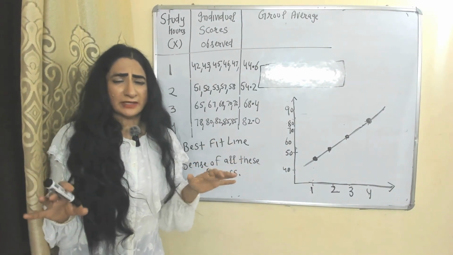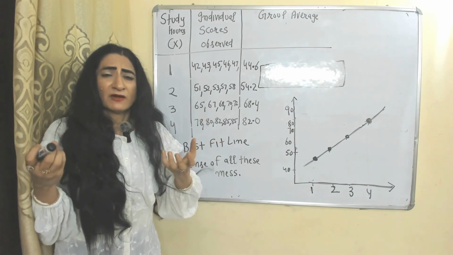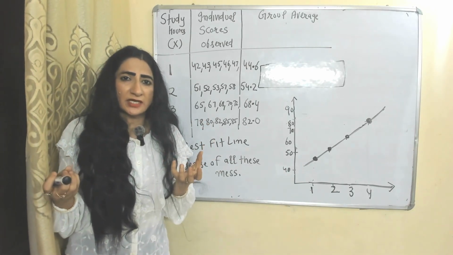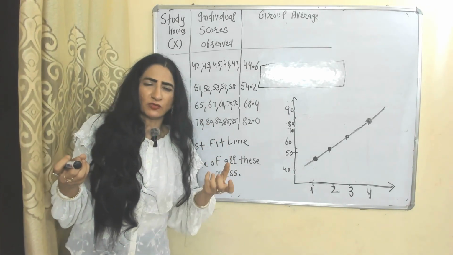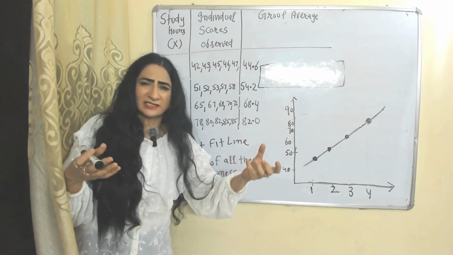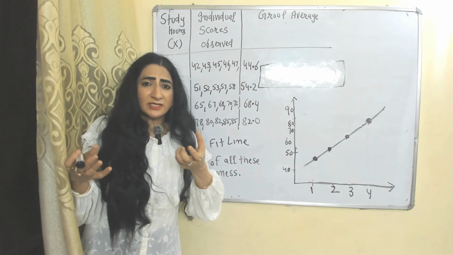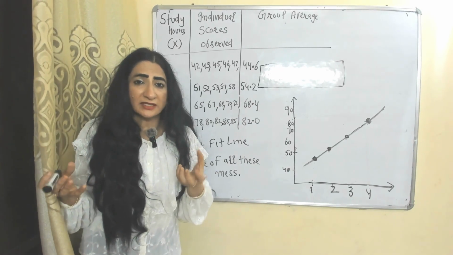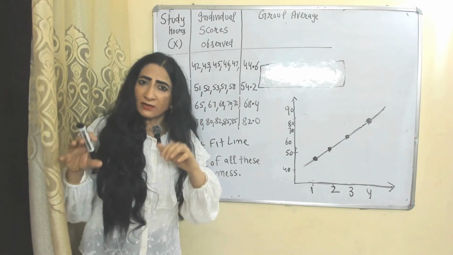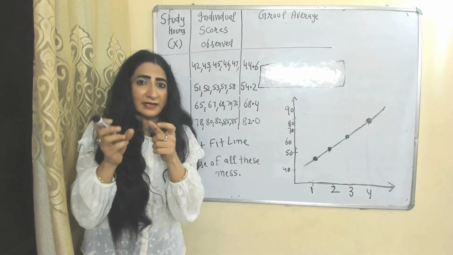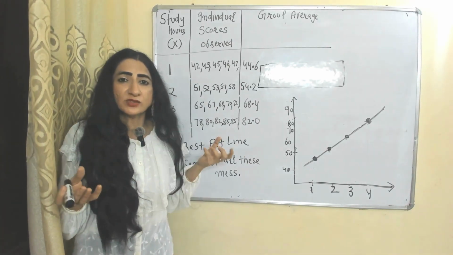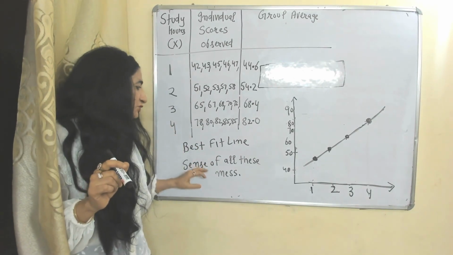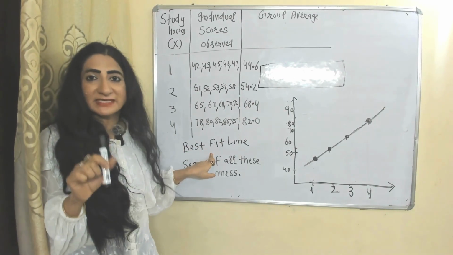One most important thing: the real world is very messy. For example, some students who study 1 hour receive 42 marks, some receive 34, 33, even 20, because it depends on their quality of study and their concentration. Meaning the real world is very messy, and a regression line makes sense of all this data. That's why the regression line is also known as the best fit line.